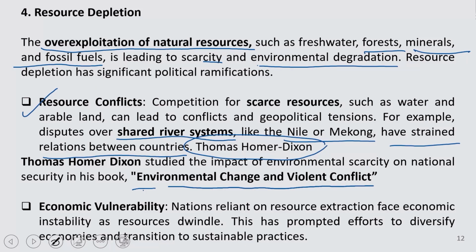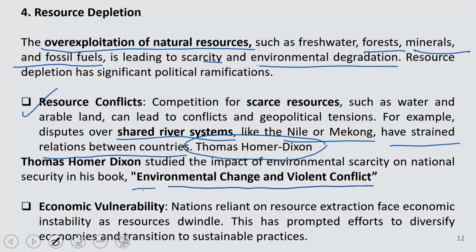Now we will be seeing what is the economic vulnerability in this regard. So here, nations reliant on natural resource extraction may face economic instability as resources dwindle, and this has prompted efforts to diversify economies and transition to sustainable practices.